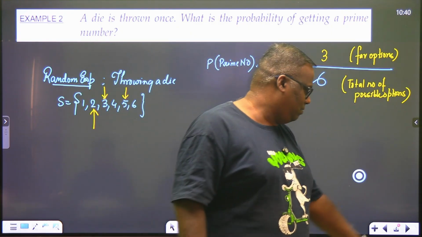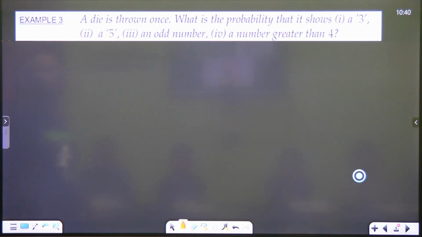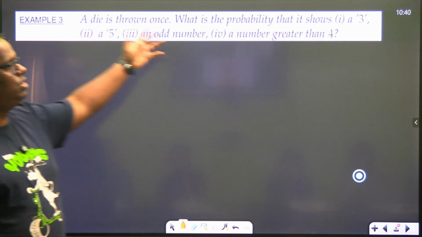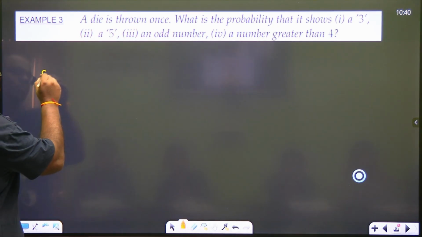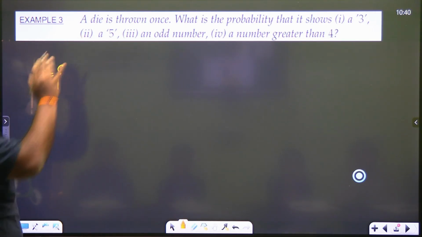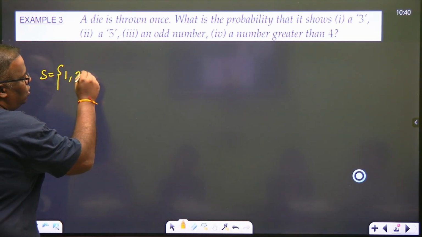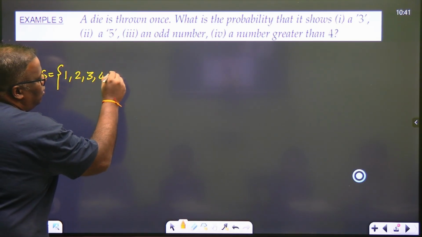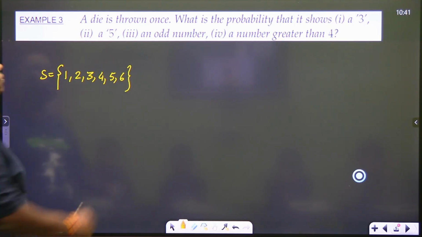Ready? Next problem. Okay, this is a nice problem. It's got many parts. A dice is thrown once. What is the probability that it shows a 3? Same kind of question, so we will make our sample space first. Now I'm no longer writing the random experiment, because we know it is throwing a dice. The sample space is 1, 2, 3, 4, 5, 6. Is this much understood? First part of the problem.